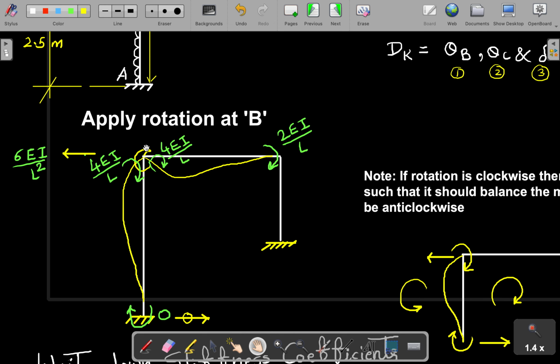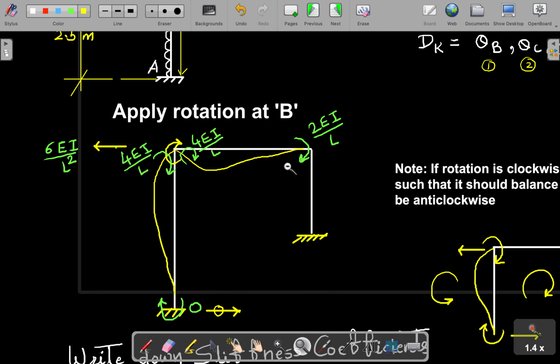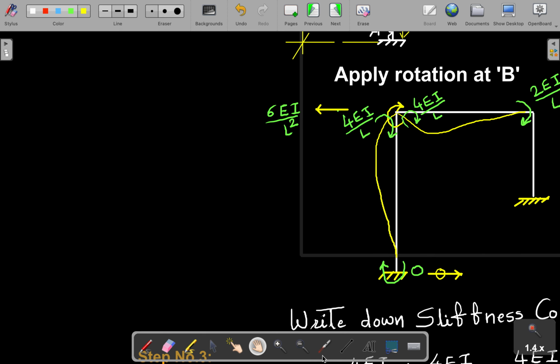When some rotation is acting here, how do we draw the curves? At point B this rotation is acting. Just see, when this is going like this, it is trying to push this member down, so we can draw a curve like this. And when it is moving like this, it is pushing outside, so the other curve will be like this.